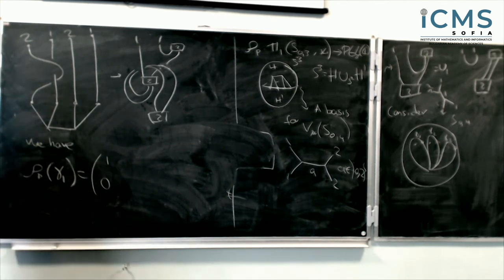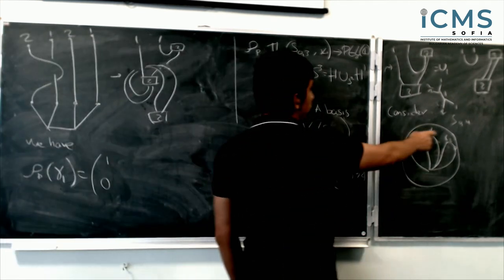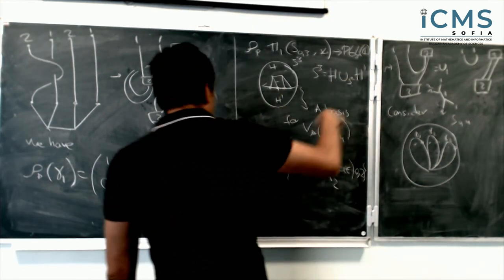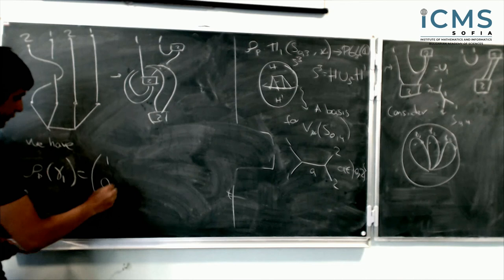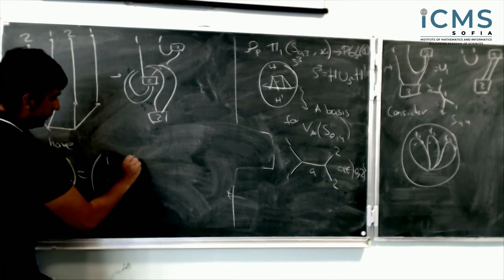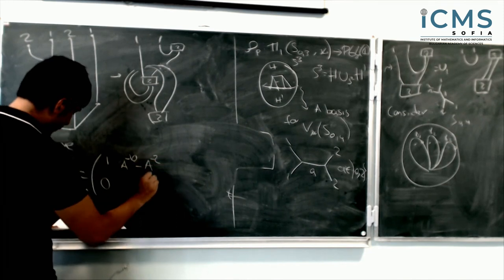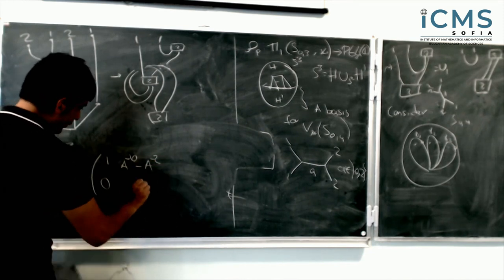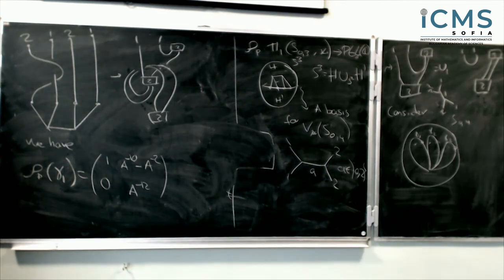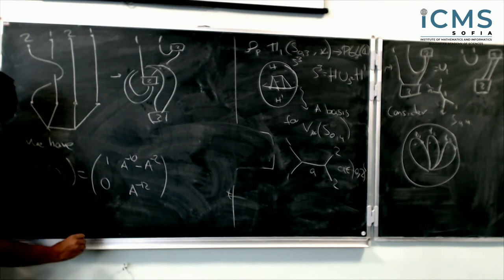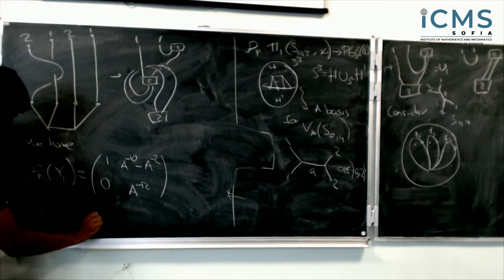And if you do computations for the second element with the same gamma 1, you will find the following: a to the power of minus 10, a minus 2, and a minus 12. So this is a very long computation, actually. And you will find similar matrices for rho of gamma 2.